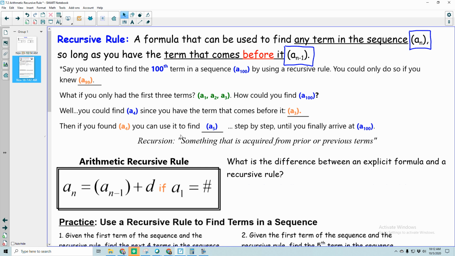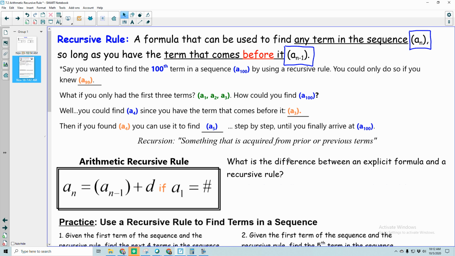Okay. So the word recursion, which is where I get the recursive rule, it's just something that's acquired from prior or previous terms. So I could only find a sub 100 if I have every single term that comes before this term. That's the only way I could find it using the recursive rule. All right, so that's what a recursive rule is.